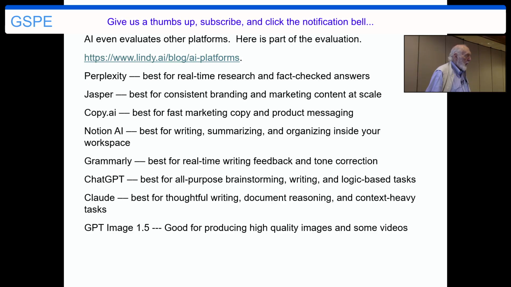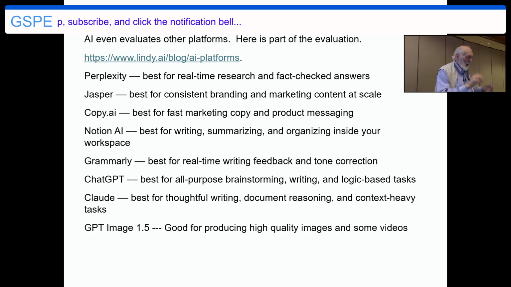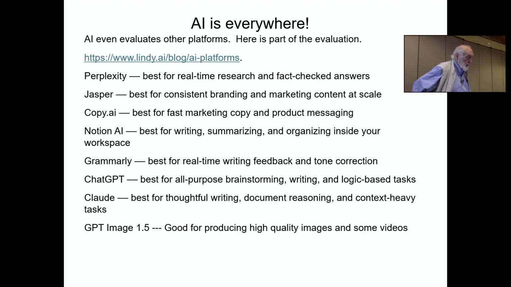I've used that for probably a couple of years. It's a good grammar checker, especially if you have, like I do, floating fingers sometimes when you're typing. And you misspell or phrase something in a very clumsy way, it'll highlight it and change it. ChatGPT, all-purpose, Claude, best for thoughtful writing, document reasoning, and context-heavy tasks. And GPT 1.5 image, good for producing high-quality visual images. And they're more than that.